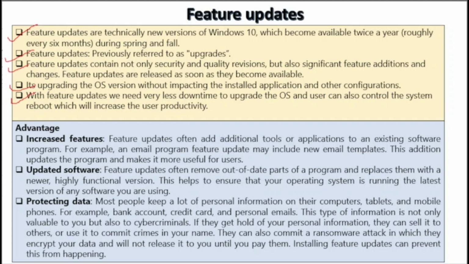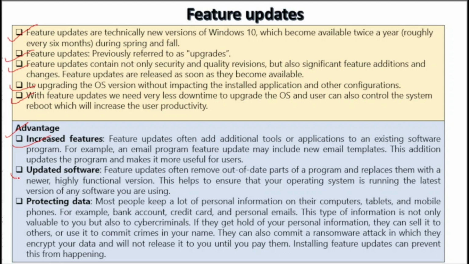With a feature upgrade or update, we need very little downtime to upgrade the operating system, and the user can also control the system reboot, which will increase user productivity. Some of the common advantages of feature upgrades are increased features. Feature updates often add additional features or applications to an existing program. For example, an email program feature update may include new email templates. This addition updates the program and makes it more useful for users.